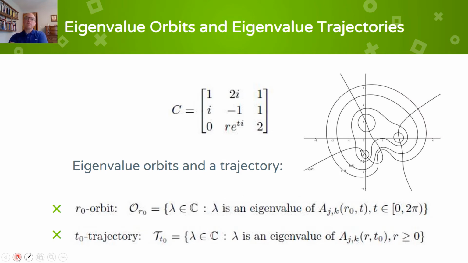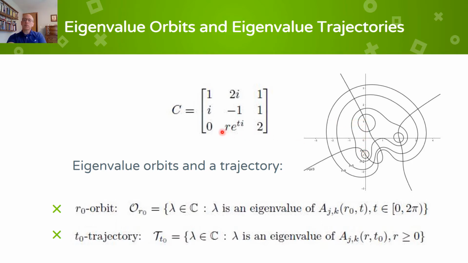So here's that 3 by 3 matrix where I replace the 1 with r e to the ti. And I like to tell people, start with r equals 0. Let's think about what it looks like. Then we know we have an eigenvalue at 2, which is right here. If you examine the upper left corner, you'll discover that the other two eigenvalues are at plus or minus i, which are here and here.